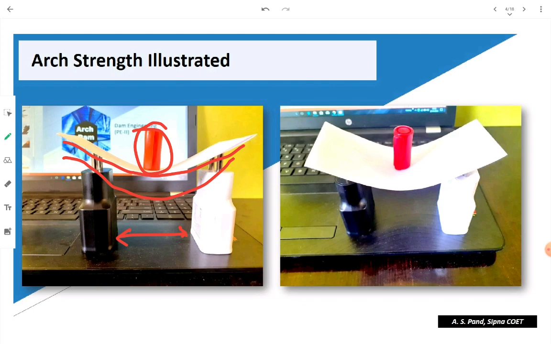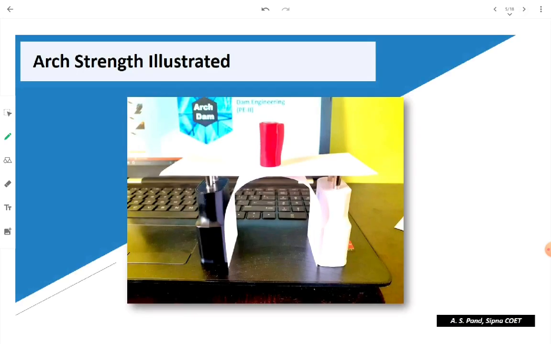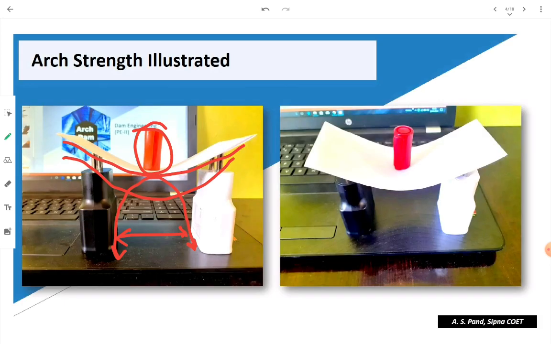Now let's see what happens if we try to provide an arch in between these two side supports. We have introduced an arch here, and it is made up of the same material. For this small experiment we have used a paper sheet, and the arch is also made up of the same paper sheet. But now you can directly see that the load kept on the span is not causing any sagging, not causing any bending action on the span. Previously the paper literally sagged; it bent because of the load acting on it.